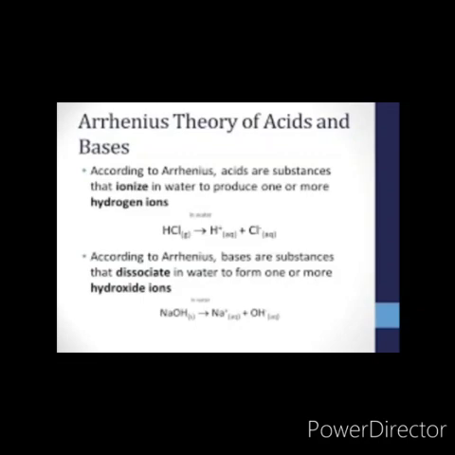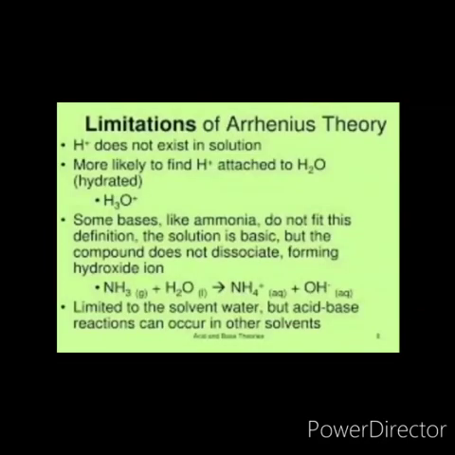And bases are substances that contain the OH- group and produce hydroxide ion OH- in aqueous solution. For example, NaOH gives Na+ and OH- ions, and also NH4OH gives NH4+ and OH- ions. Next point is the limitation of Arrhenius theory.